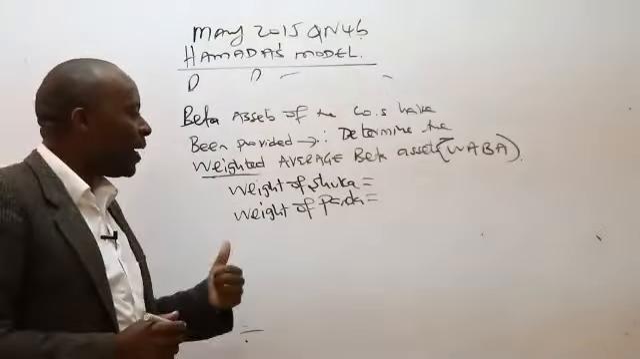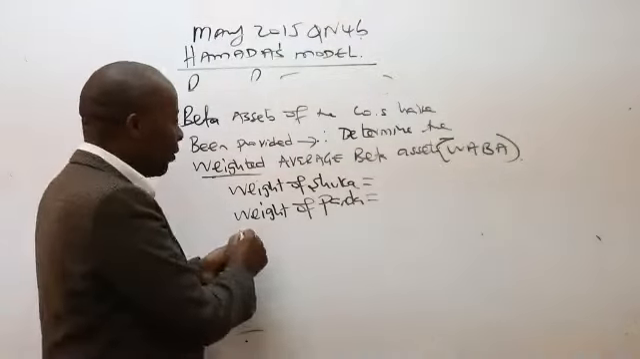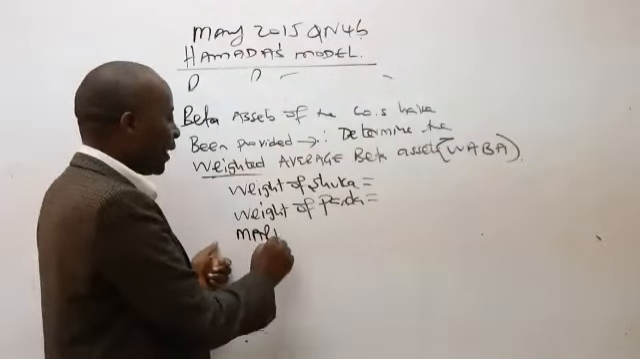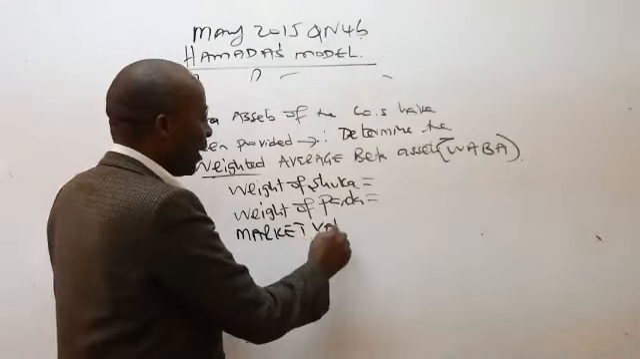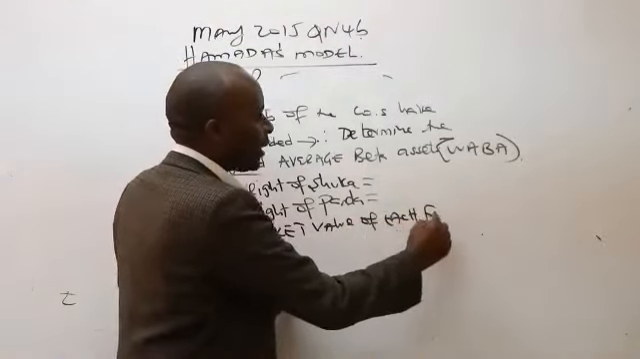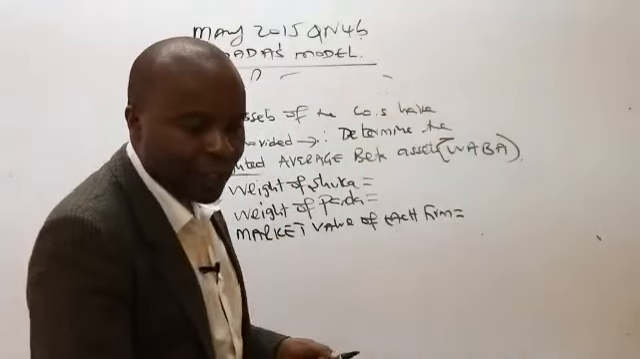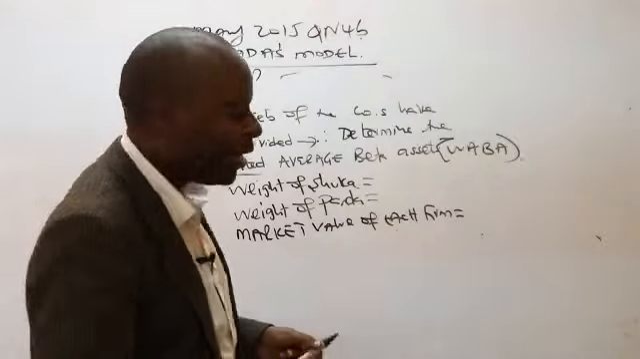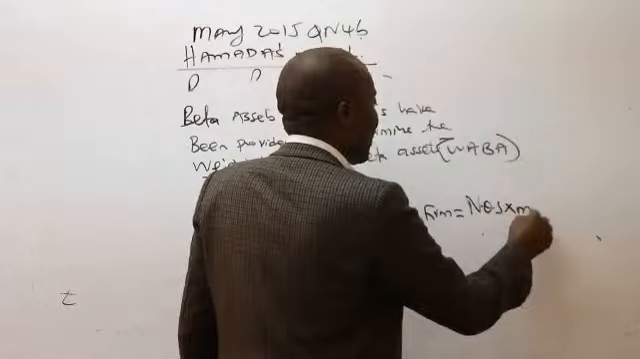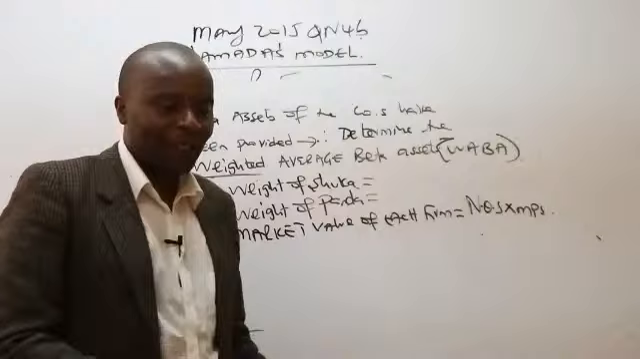Very good. Mary has been able to know that for us to get the weight, we must get the values of the firms. We must get the market value of each firm. And for us to do that, these students of mine are very bright, they are telling me to take the number of ordinary shares times market price per share.